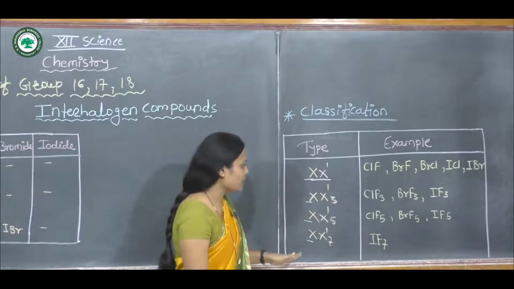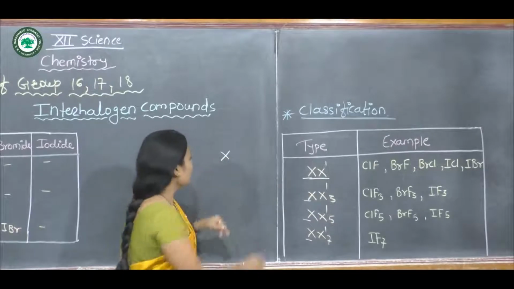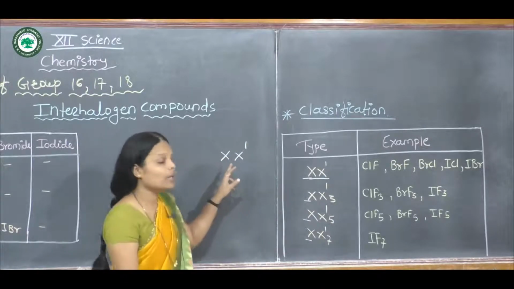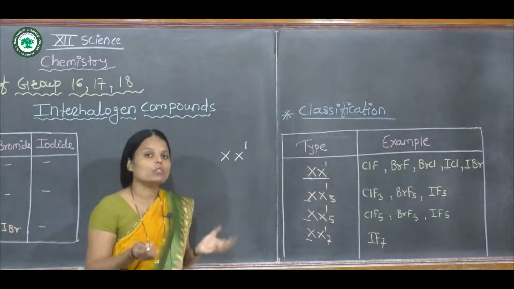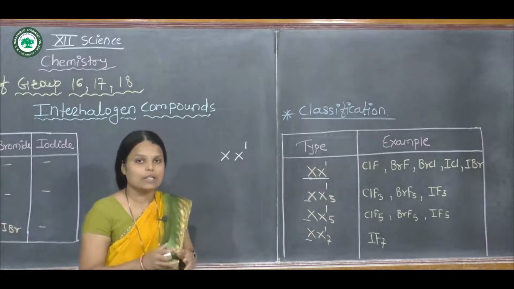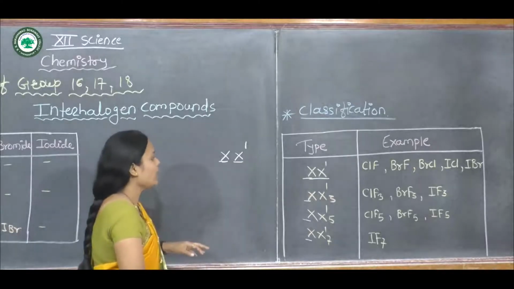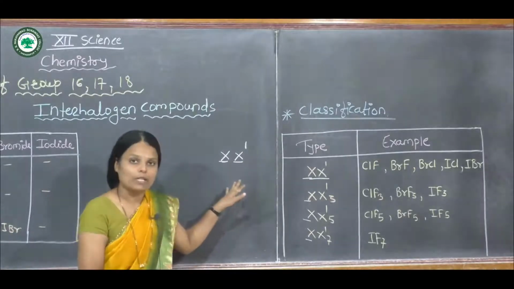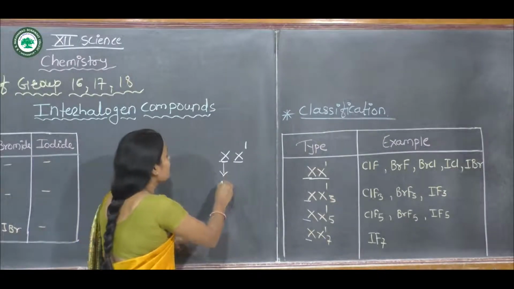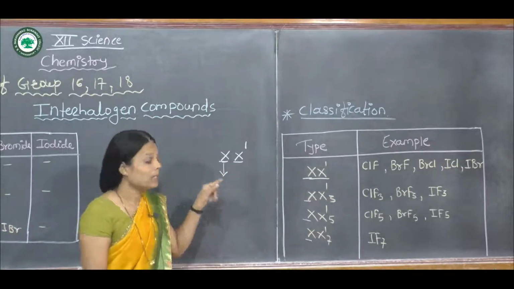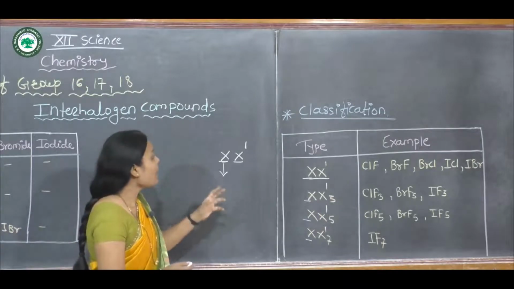This is the classification. Now in this classification, the X and the second one, X dash. X is a halogen atom, X dash is also a halogen. We know that two halogens are mixed with each other and then form the interhalogen compound. Here is one halogen atom, here is also one halogen atom, but they have different properties and characteristics. Here X is a more electropositive atom. They are larger in size and they combine with each other.